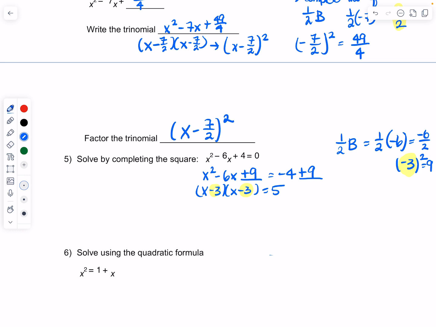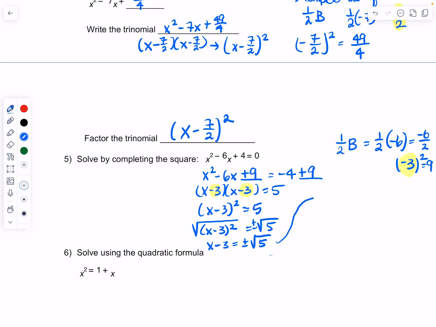Okay, so I can write this as x minus 3 quantity squared equals 5. To get rid of something squared, I have to square root it. So I'm going to square root this side. So square root of x minus 3 quantity squared equals the square root of 5. So now I have x minus 3 because square rooting something squared gets rid of it. And I have on the other side plus or minus radical 5. Again, anytime you use the square root, you have to put plus or minus.